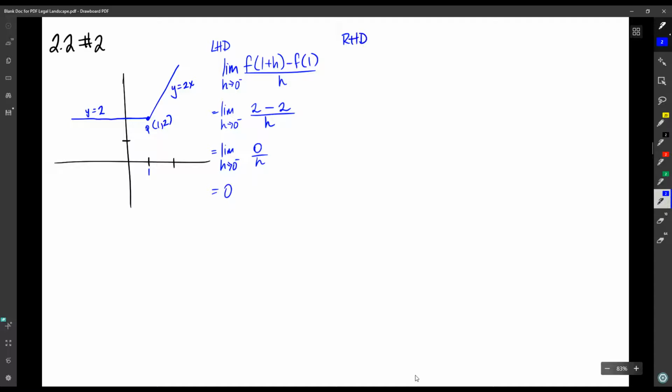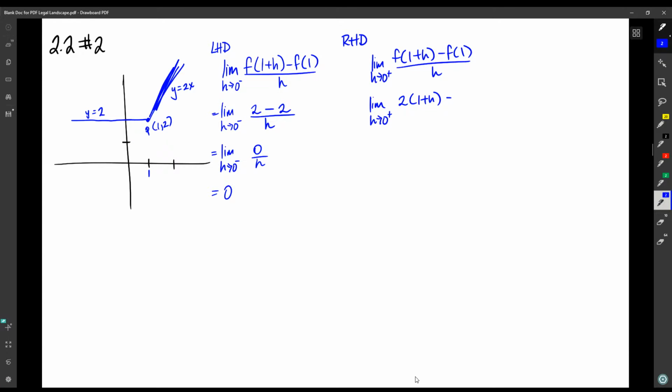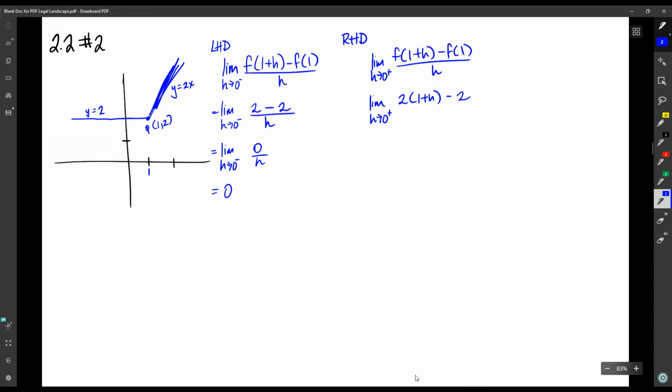The right-hand derivative is found in a similar fashion. It's a limit as h approaches 0, not from the left, but this time from the right, and it's still f of 1 plus h minus f of 1 all over h. The difference comes in that we will be using the function to the right here, which is y equals 2x. So this is now the limit as h approaches 0 from the right of... When we plug in 1 plus h, that becomes 2 times 1 plus h minus f of 1. So actually, well, 2 times 1 is 2. And that's over h. If we expand, we'll still have a limit as h approaches 0 from the right.